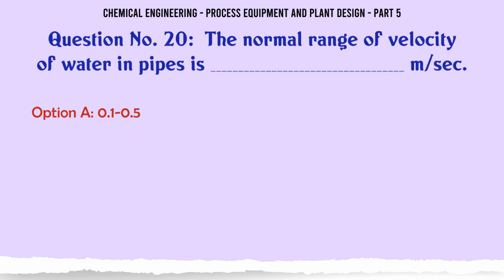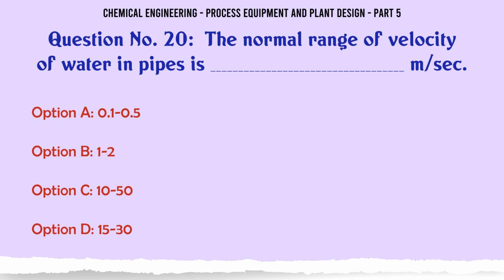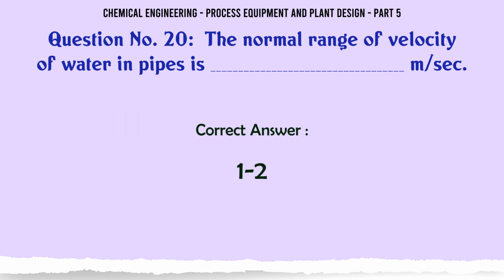The normal range of velocity of water in pipes is blank m/sec. A. 0.1 to 0.5, B. 1 to 2, C. 10 to 50, D. 15 to 30. The correct answer is 1 to 2.